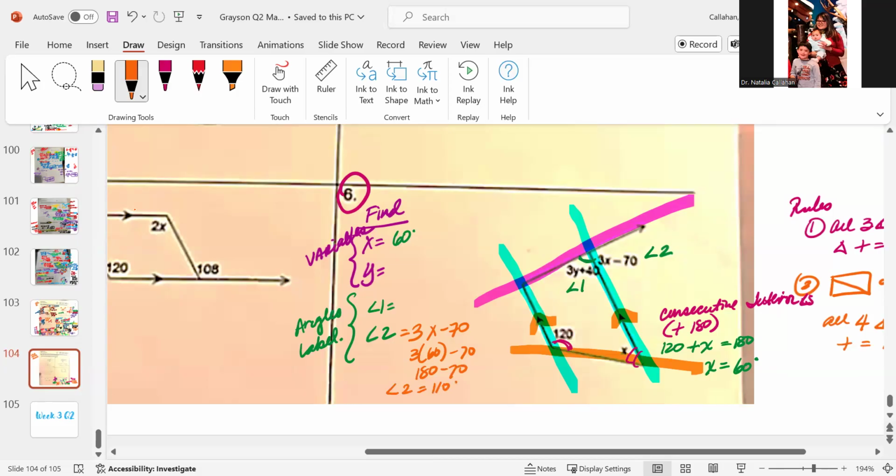Try again. No. Oh, that's okay. Try again. 110. Yeah, and you gotta be careful of that because anything that you make a mistake on, unfortunately, it is gonna be wrong, okay? Because then everything else, when you find angle 1, y, all that's gonna be wrong, okay?